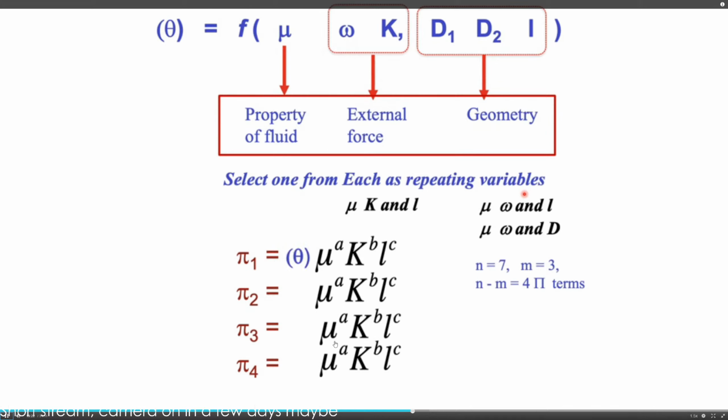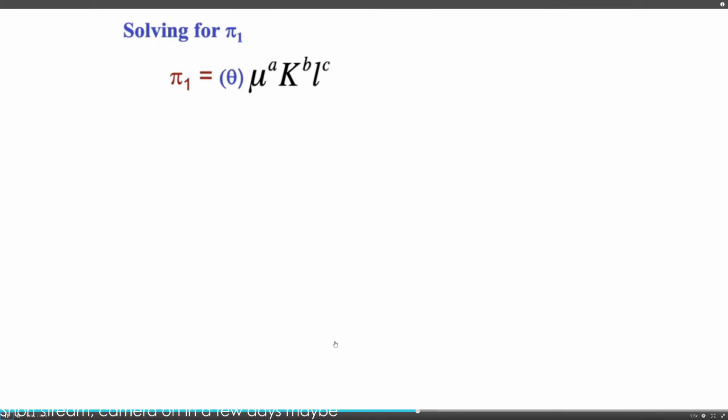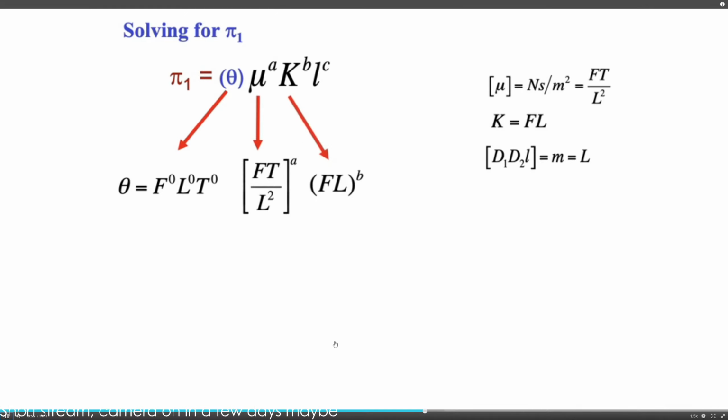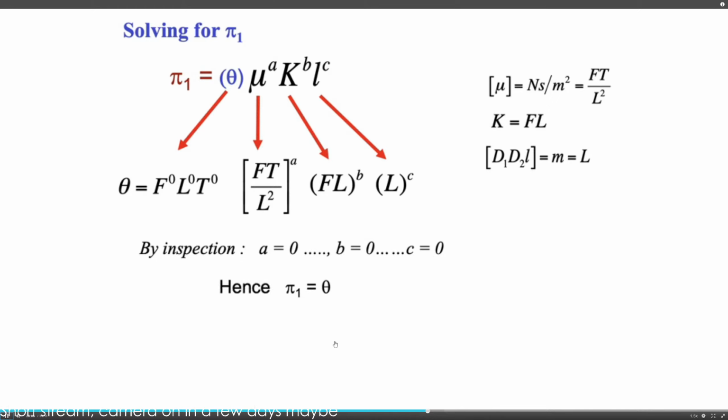The variables we have are theta, omega, D1, D2. I'm going to solve for A, B, and C so that the whole term has F, L, and T all to the power of 0. Take note of the basic dimensions to fill this in. Theta has no force, no length, and no time, so the constants A, B, and C are all 0. So the first pi group is only theta.